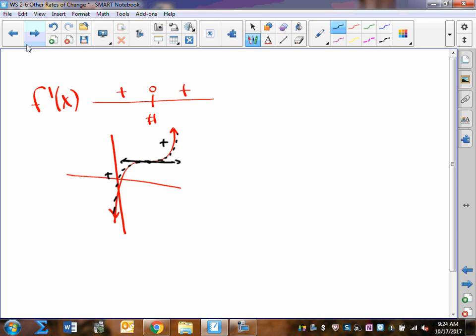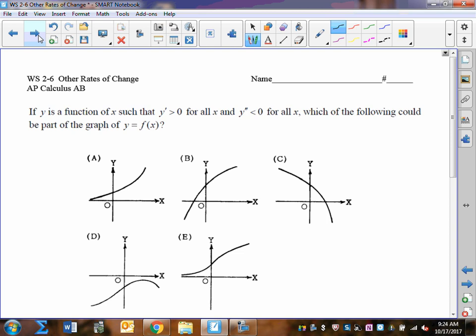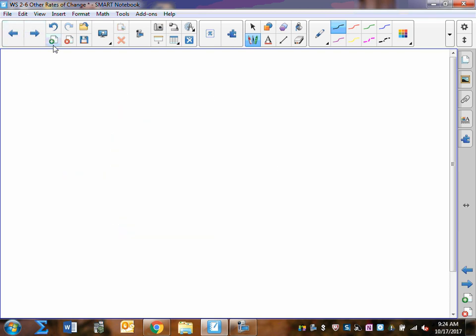Alright. Let's talk about second derivative. Okay. So number line test for concavity. So next let's talk about number line test for concavity.